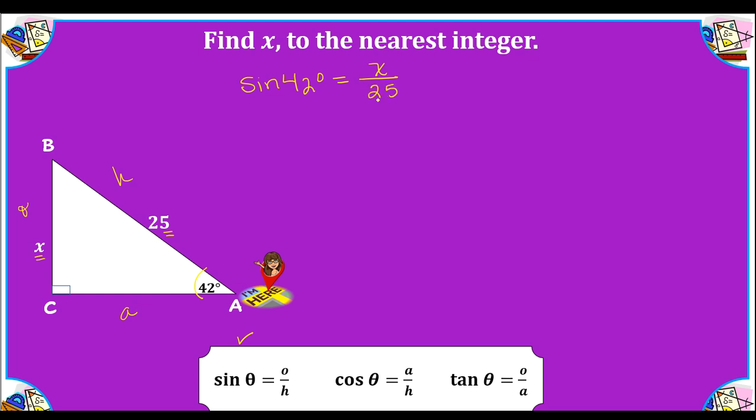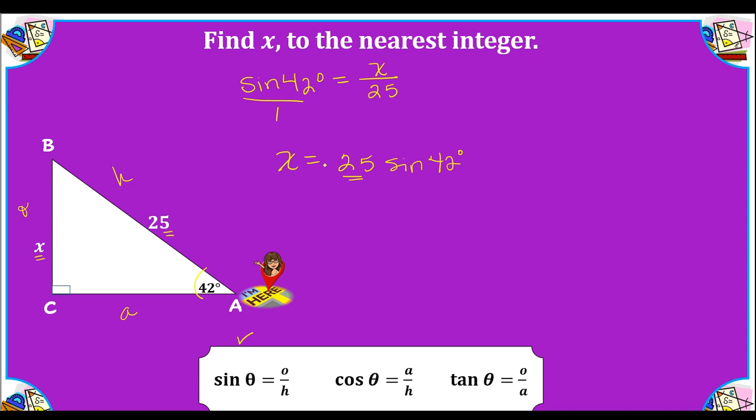Now we're just going to use cross multiplication. Remember, this is really over 1, so we're going to cross multiply. We get X equal to 25 times the sine of 42 degrees. So I always put my coefficient out front. So X is isolated, so now we just need to pick up the calculator.